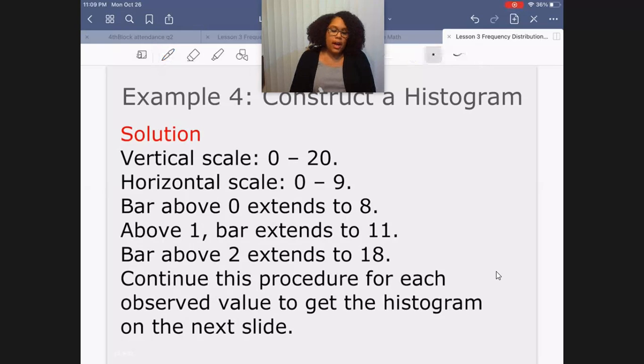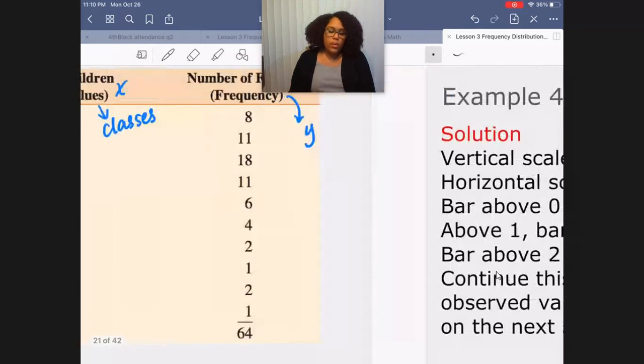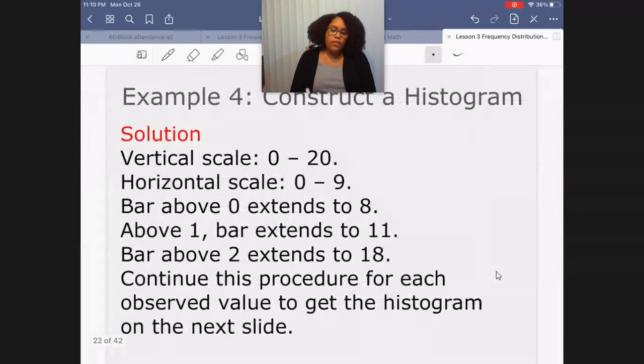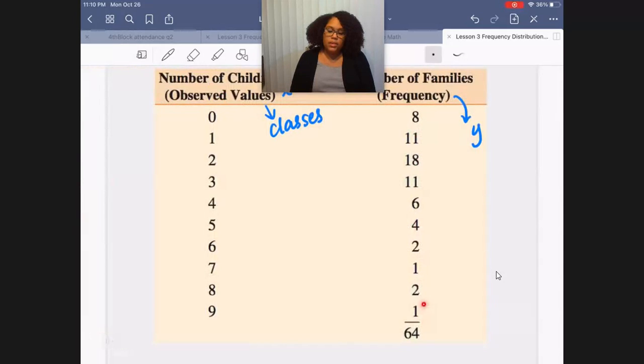What you'll see here is that it is feasible to scale the horizontal axis from 0 to 9, because if I look back at my frequency distribution table, my x values go from 0 to 9. So that's the chunk of the x-axis that I want to deal with. For our frequency, or the y-axis, we want to scale it from 0 to 20, and that's because as I look at my frequencies, I see the highest one is 18. And so it's nice to scale up to a number that's a multiple of 10 or 5, so we just said, let's go to 20 in this case.